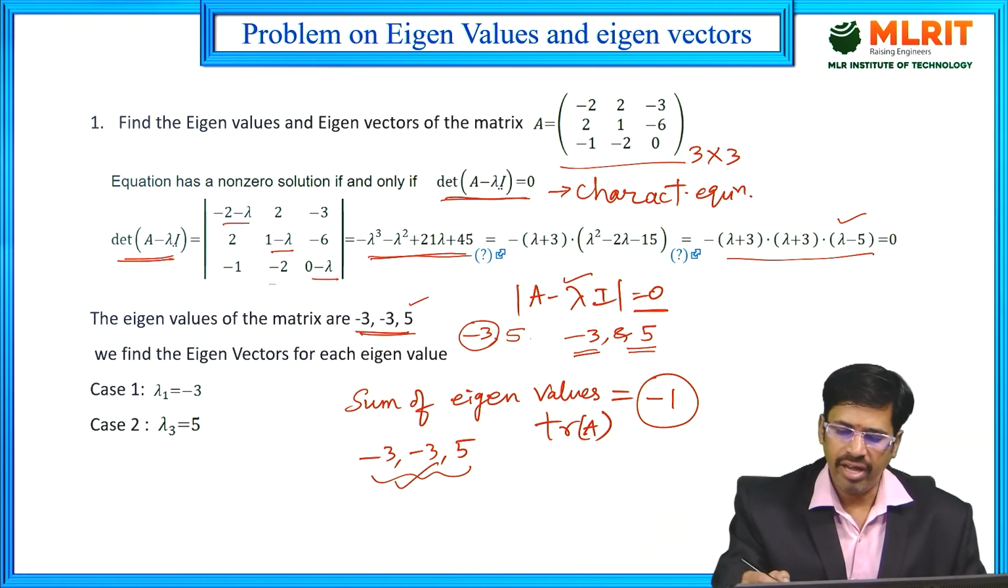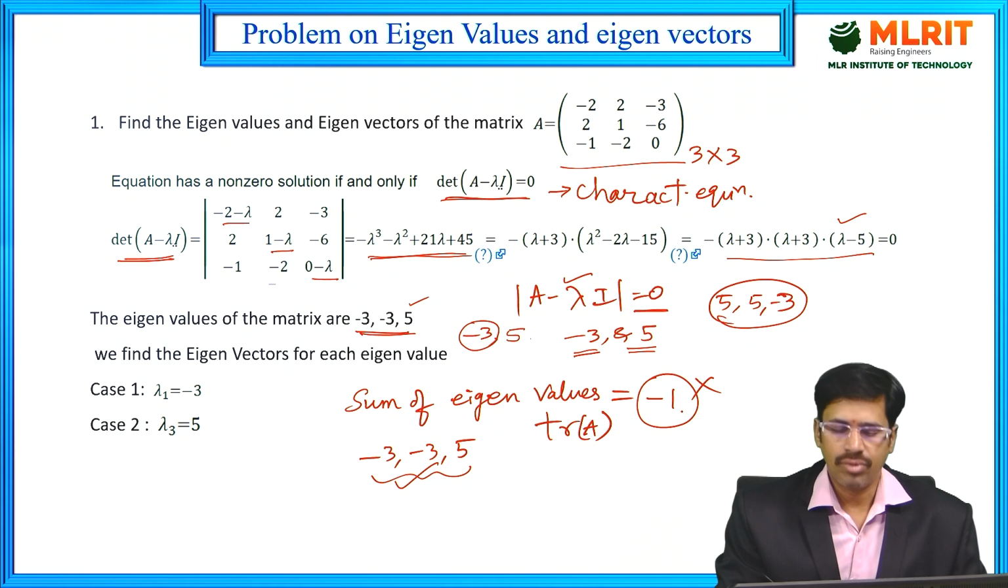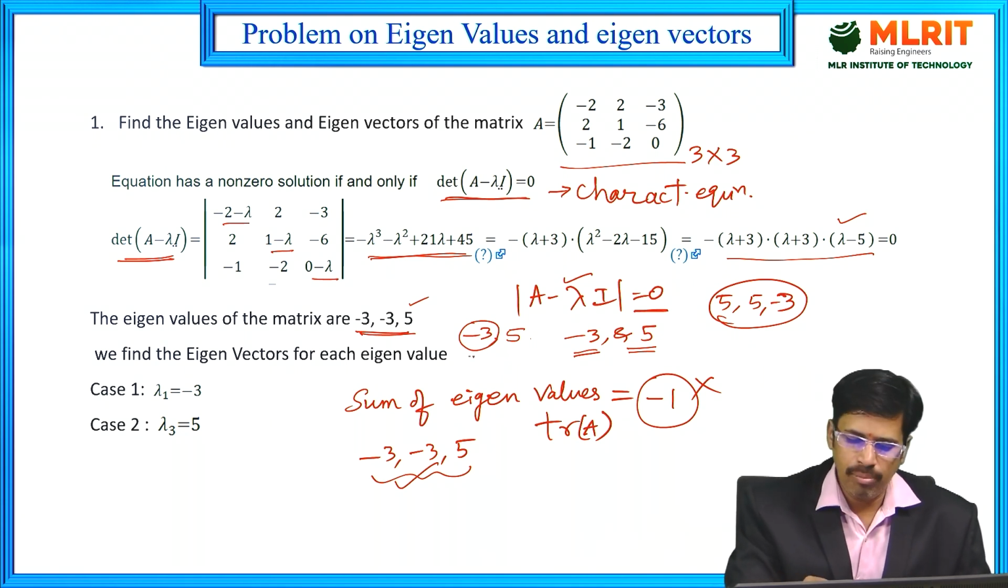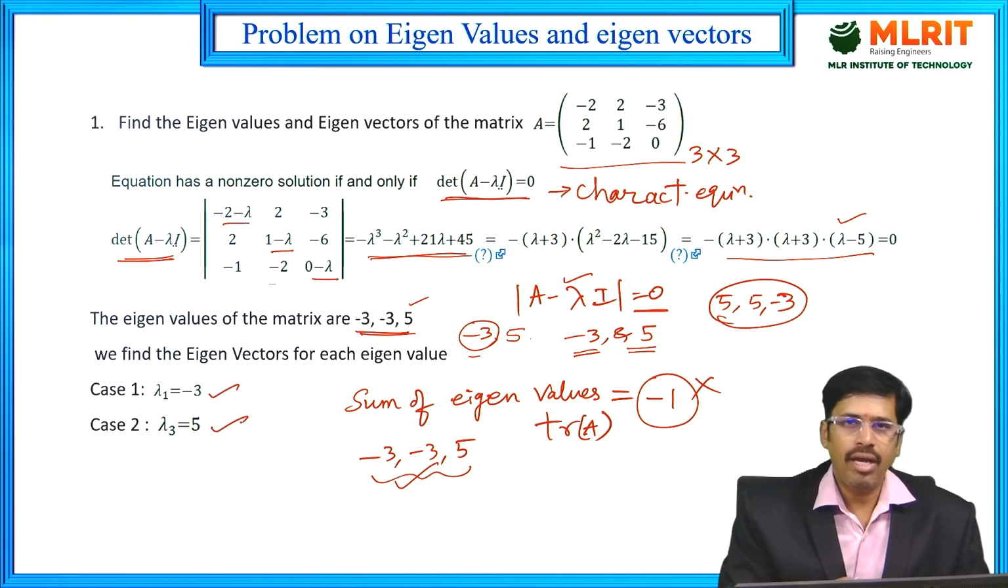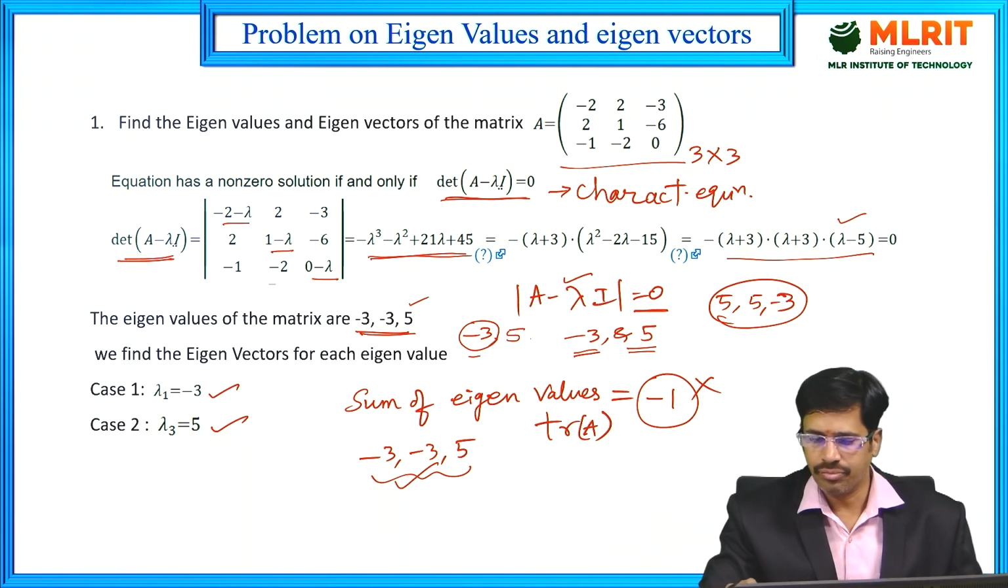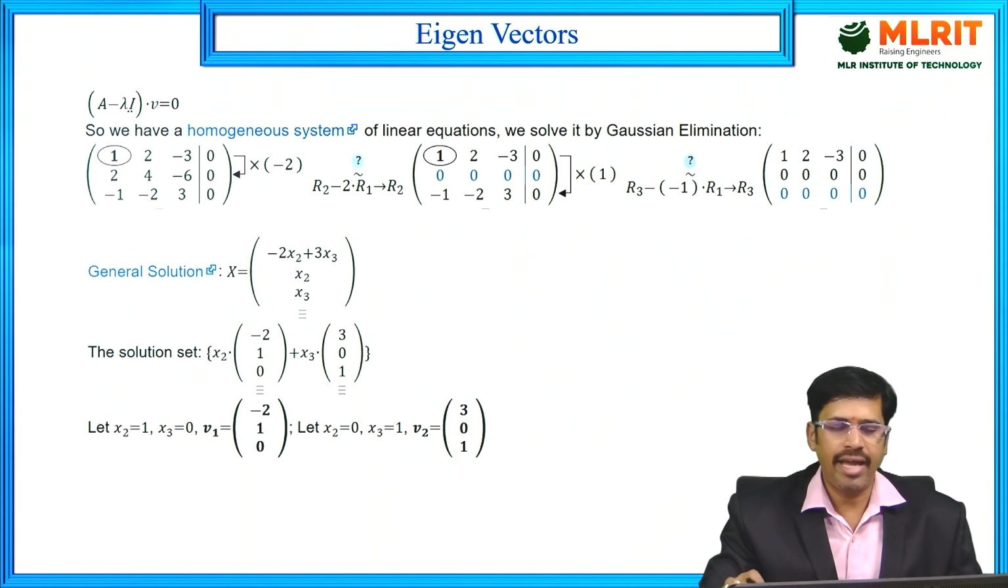If you take 5 repeated 2 times, say 5, 5, minus 3, and add all the values, you won't get minus 1. So that means minus 3 is repeated. So we got two eigenvalues, minus 3 and 5, among which minus 3 is repeated. Now for lambda equal to minus 3, we have to find the eigenvector, and for lambda equal to 5, we have to find the eigenvector. Let us calculate the eigenvectors.